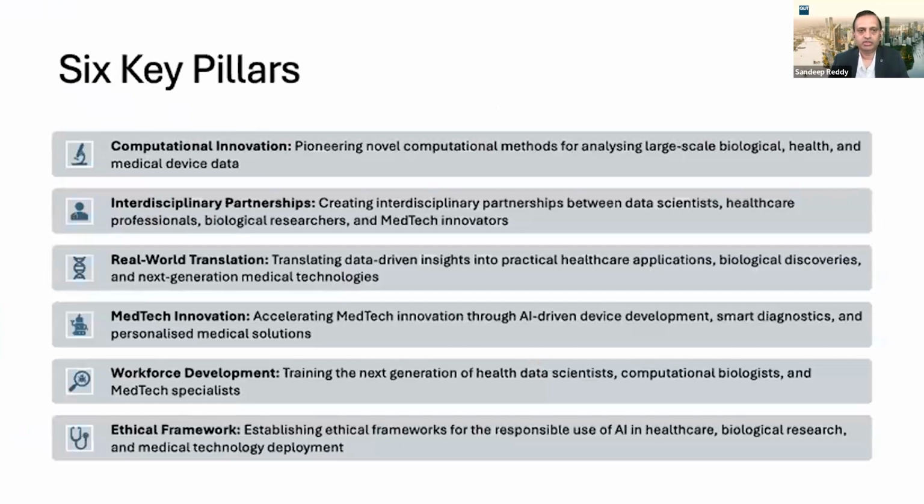Firstly is computational innovation, where we pioneer novel computation methods to analyze large-scale data sets, but we also engage in interdisciplinary partnerships, not just with disciplines within the university, but also domains across the industry and different sectors. Building on that, we are also very focused on translational aspects, where we don't just want to focus on the theoretical, but also take whatever we develop in the university, in the academic sector, and translate it into the industry. Building on that, we also get involved in software as medical devices and other medtech innovation.